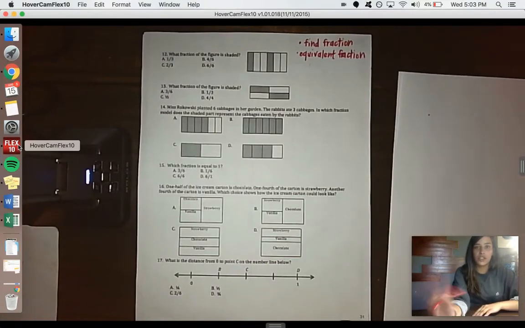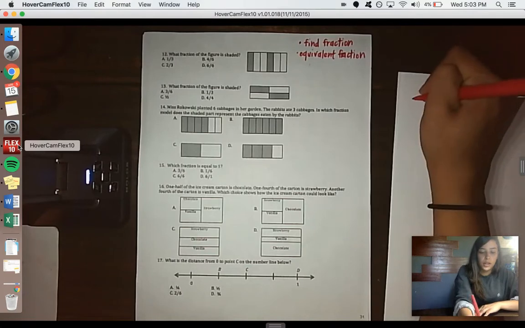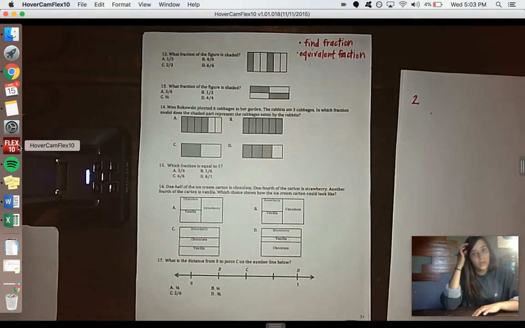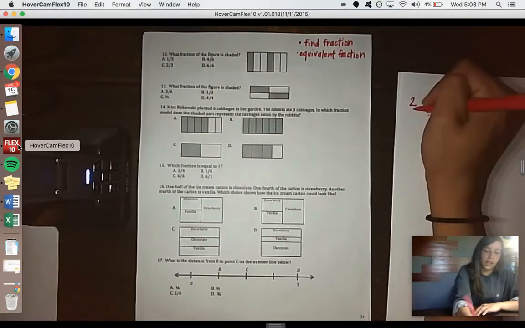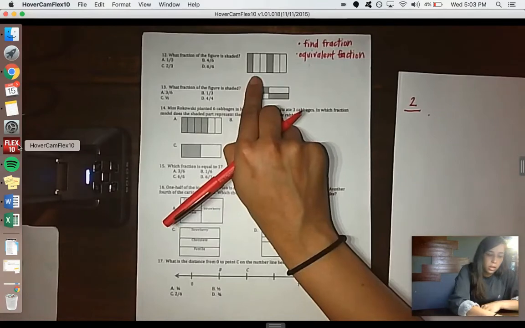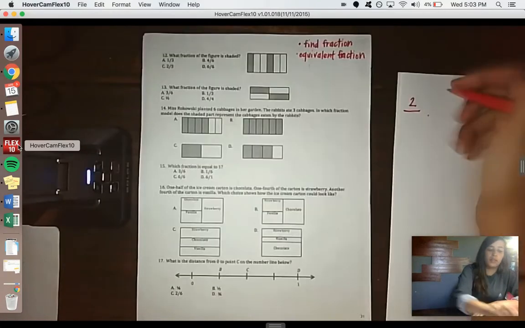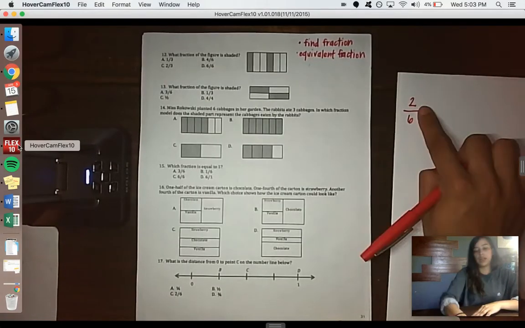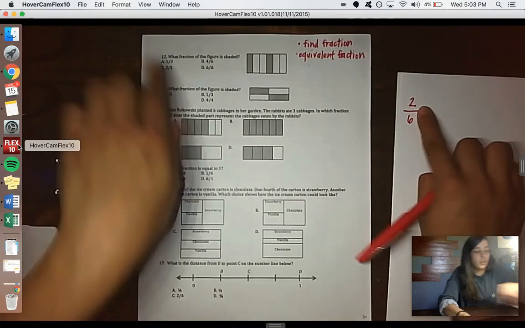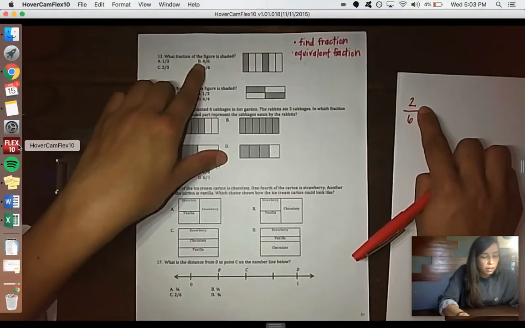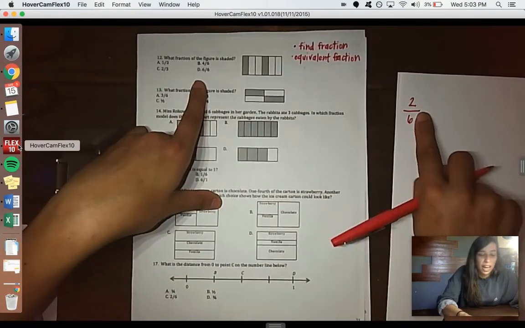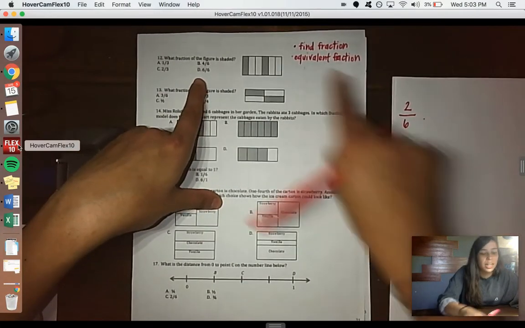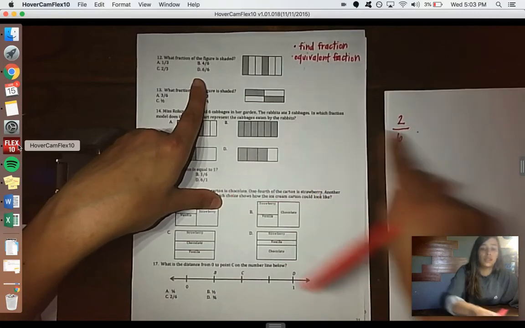Because there's 2 shaded pieces, I'm going to list that as our numerator or number on top. Then we need to count how many total pieces the whole is divided into in order to find the denominator or number on bottom. 2, 3, 4, 5, 6. So there's a total of 6 pieces and 2 are shaded. So now I'm looking at A, B, C, and D. And I'm noticing none of those match my fraction. So that tells me now I need to find a fraction that's equivalent to 2/6.